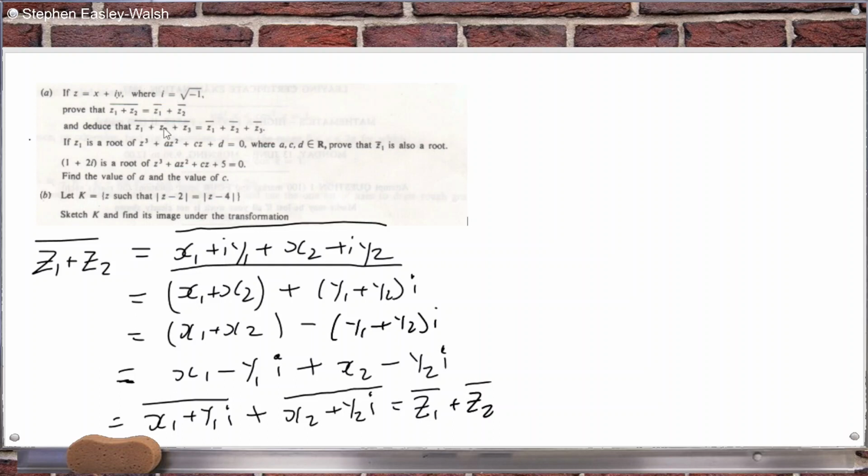And obviously the logic applies when you add three of them together. So I don't think there's much more to say really for this first part. You're told that z1 is a root of that cubic. Prove that z1 conjugate is also a root.